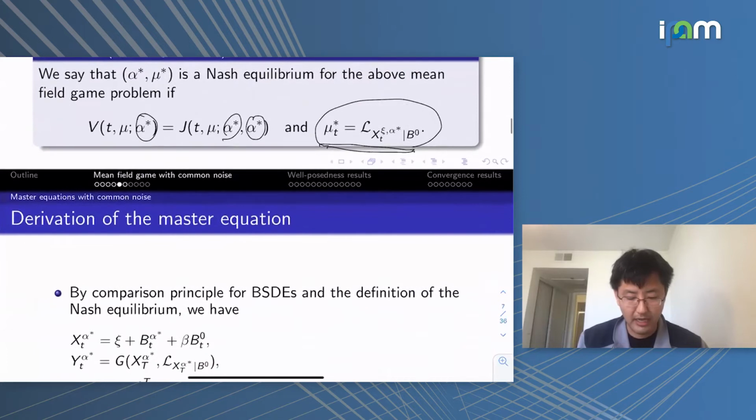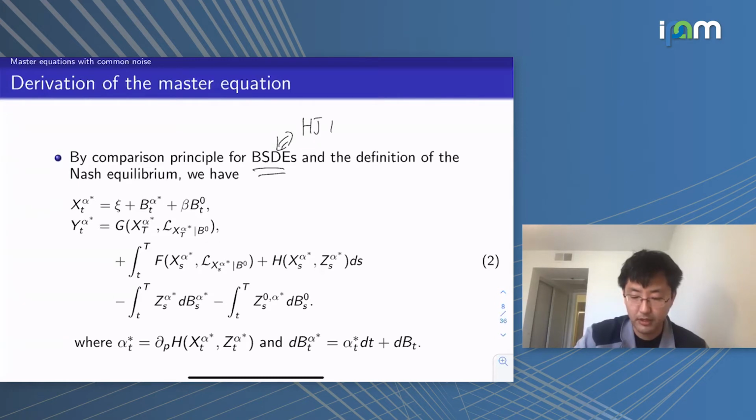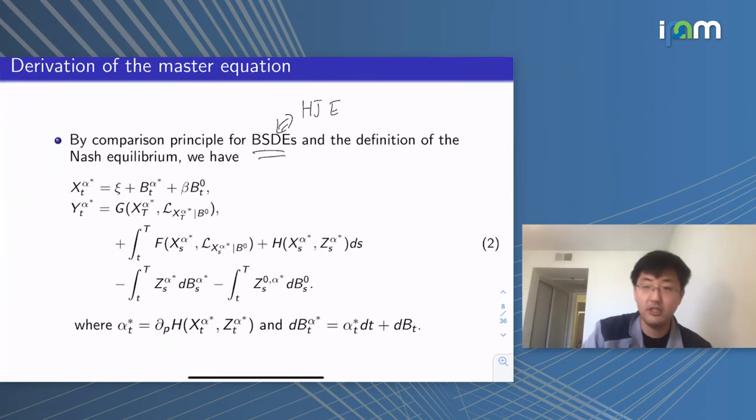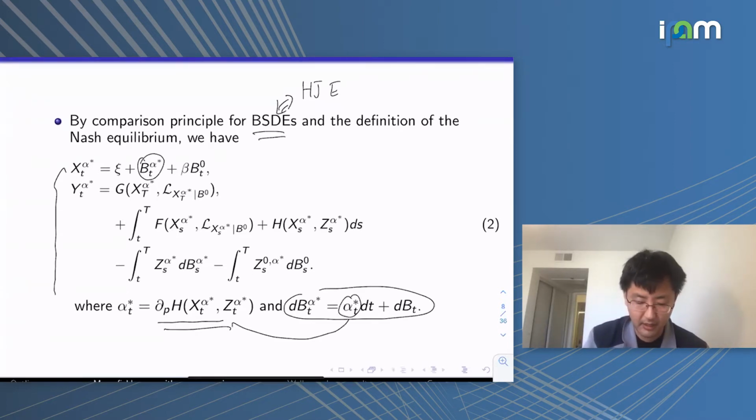Now I would like to derive the master equation. By the comparison principle for the BSDEs, or if you are not familiar with BSDEs, this is equivalent to the comparison principle for the Hamilton-Jacobi equations, together with the definition of a Nash equilibrium, you will find that the trajectory when choosing the Nash equilibrium satisfies the following dynamics. The optimal strategy, the Nash equilibrium, is given by partial_x H(X_t^{alpha star}, Z_t^{alpha star}), and here we have B_t^{alpha star}. This is given by this formula, and alpha star comes from here.